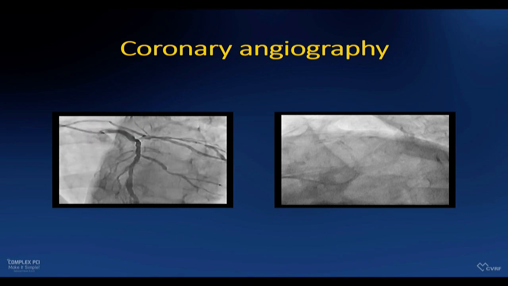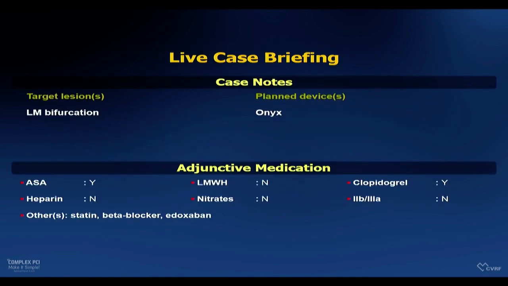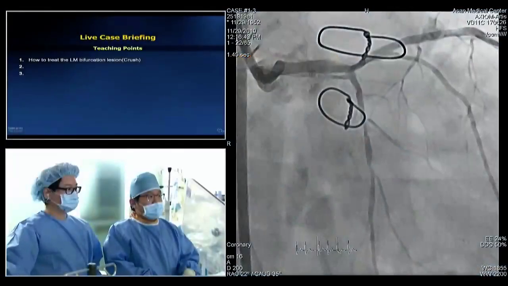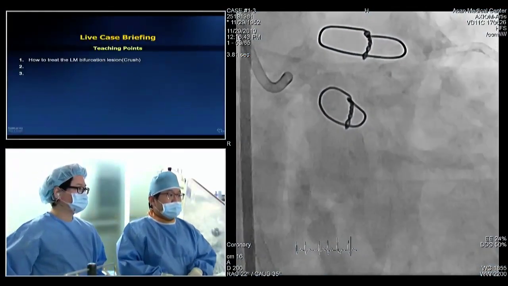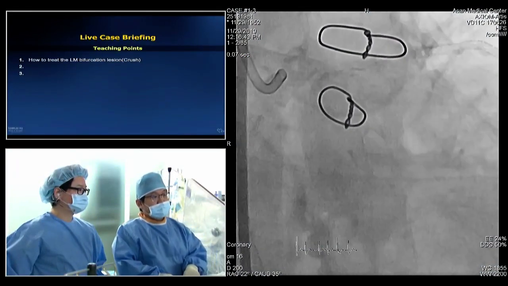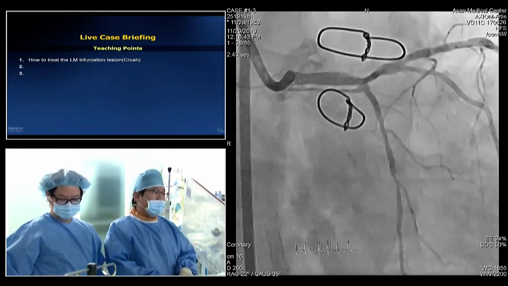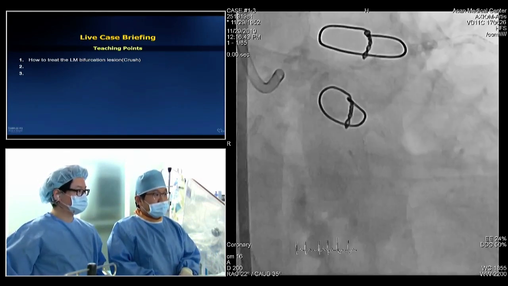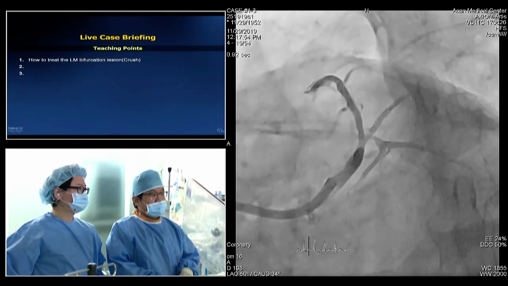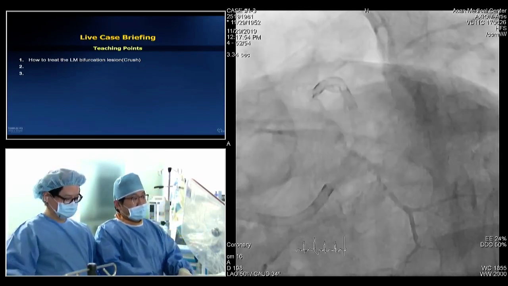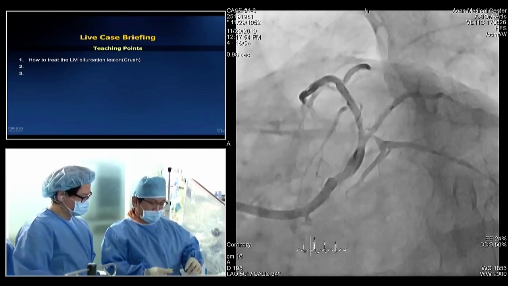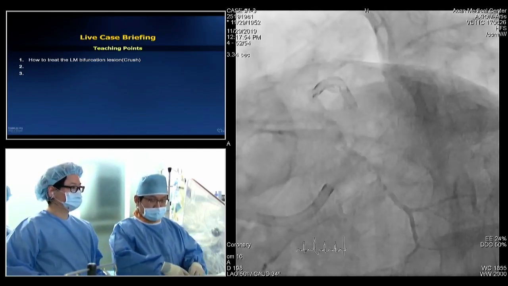So, Professor Ahn, please. Could you show us the initial coronary angiogram? Okay. This is the epicaudal view. We measured FFR from the left main to the LAD. FFR is 0.75. Could you show us the cranial spider view? The circumflex ostium looks very tight. Do you have any comment? Could you give us some advice on how to treat this patient?